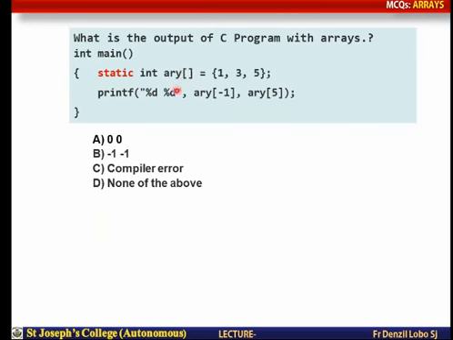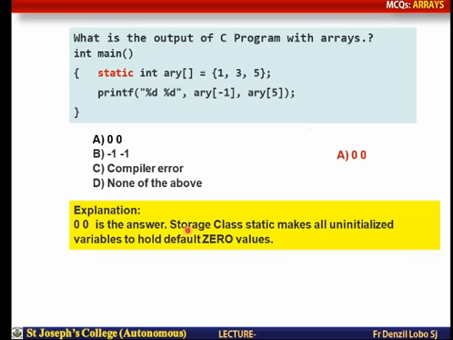What is the output of this? You are going to declare a static integer, and you are declaring minus 1 plus 5. So it is going to give you 0, 0, static integer. Though they are outside, it is going to give you 0, 0. 0, 0 is the answer. Storage class static makes all uninitialized variables hold the default 0 values.